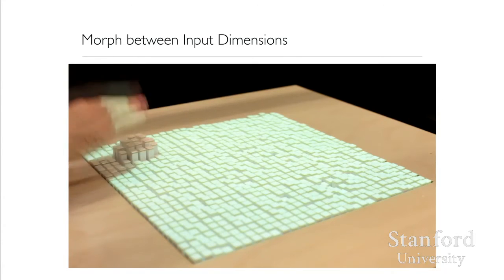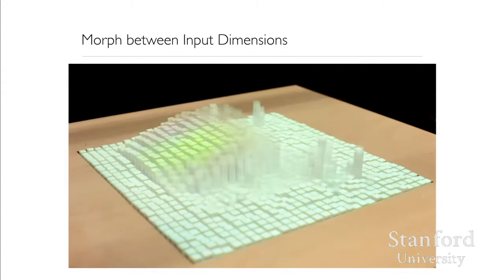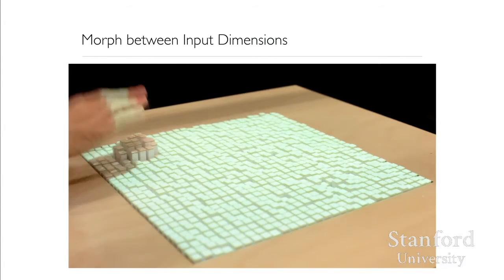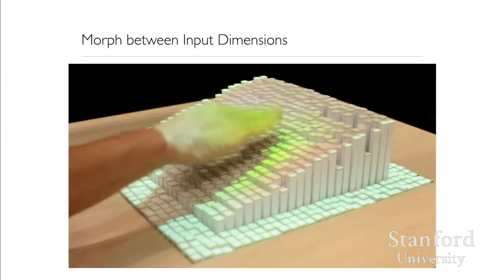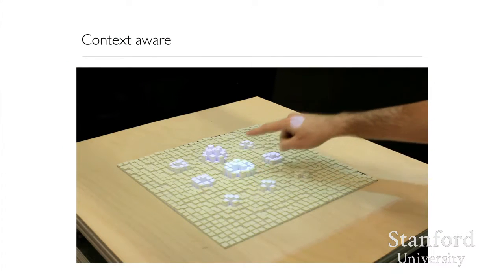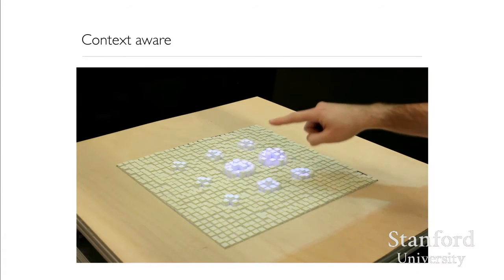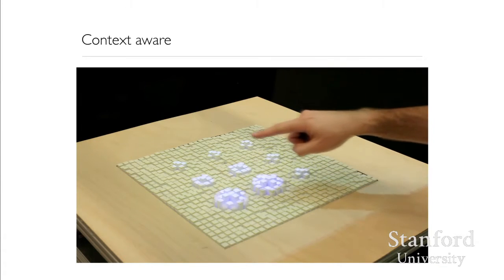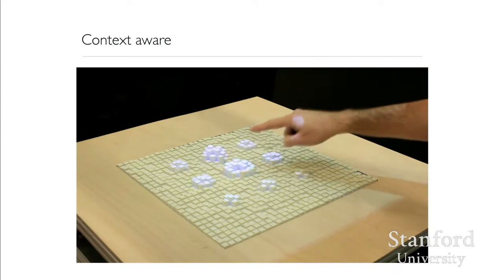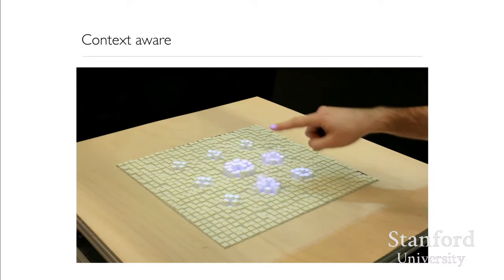Or they can morph between input dimensions. So you can have a button that can then become this touch selector, and so it gives you this continuity between them. Or they can also be context aware. So you can have them resize based on how close you are, this target expansion that's been done in mouse and keyboard interfaces, but now we can do these types of things in the physical world.